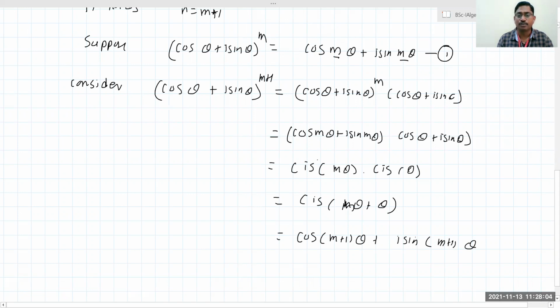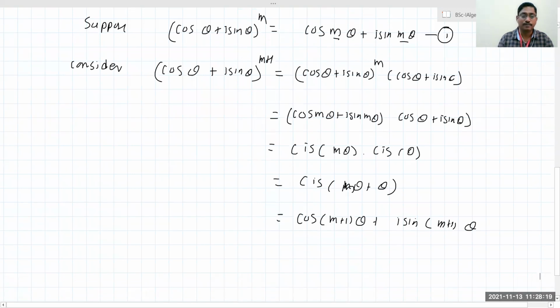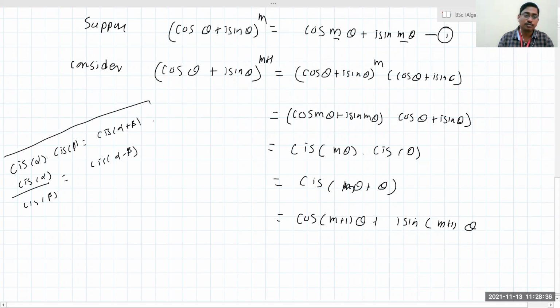Or you just do the product, and you will get cos of a plus b and sin of a plus b as the real and imaginary parts. A will be m theta and b will be theta, so I can apply the remark: cis alpha into cis beta is cis alpha plus beta. I am using yesterday's remark. Another remark was taken: cis alpha divided by cis beta is just cis of alpha minus beta. So of these two remarks, the first is applied here.